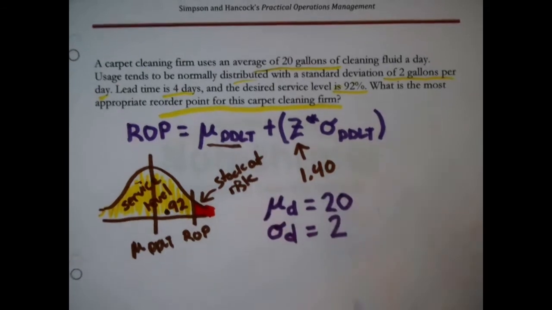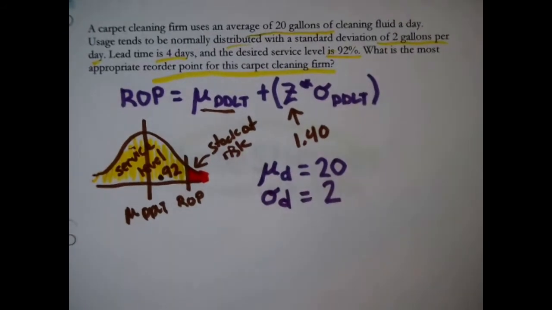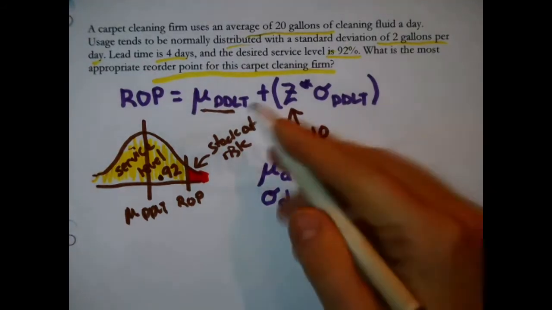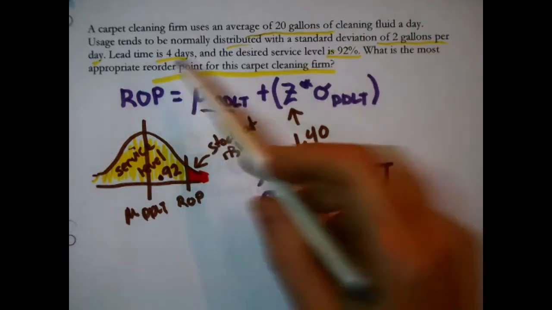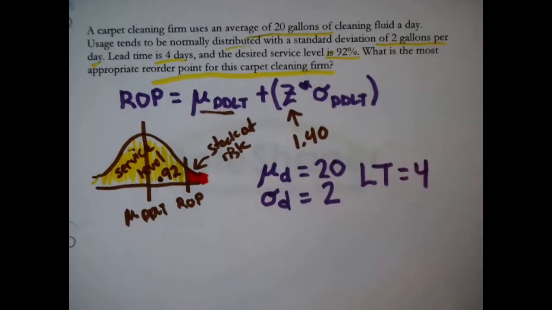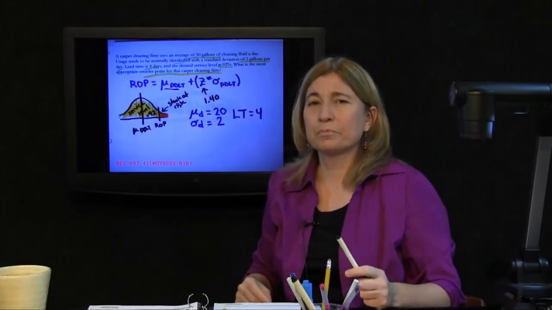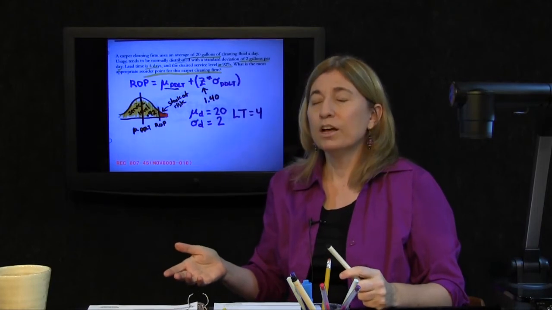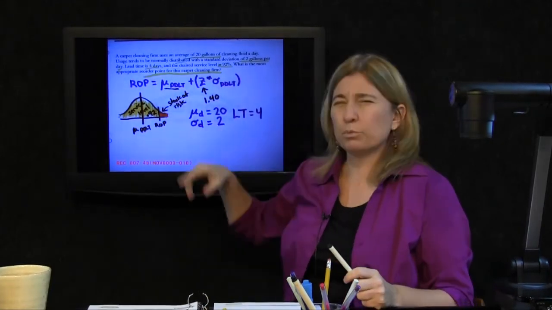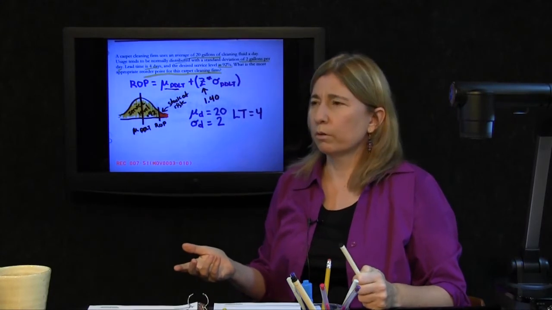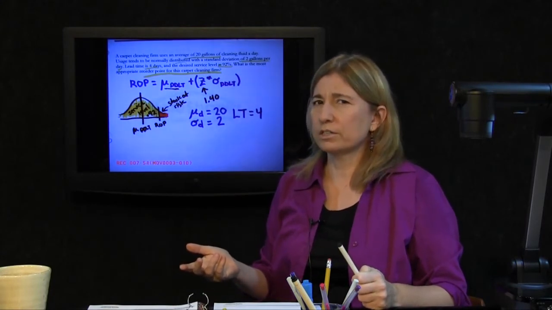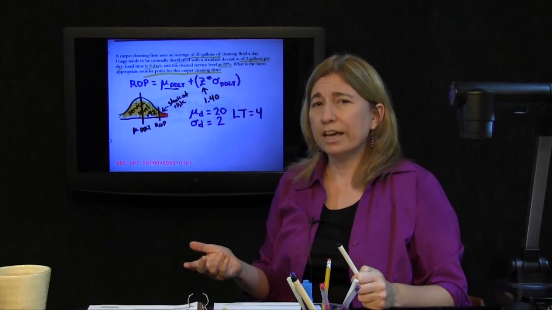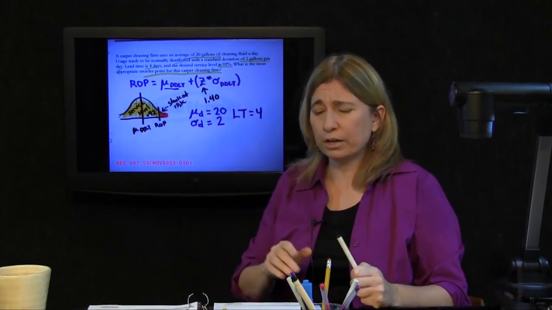The standard deviation in daily demand is 2. That is not the same thing as the average demand during lead time. Think about it. We're told here that lead time is 4 days. You say, I don't see where I'm supposed to put it in the formula, but it's important. Lead time is 4 days. On average, you use 20 gallons a day. Therefore, on average, what would you use during lead time? Well, 4 days at an average of 20 gallons a day. That's 80 gallons? Yes. So that's the average demand during lead time.